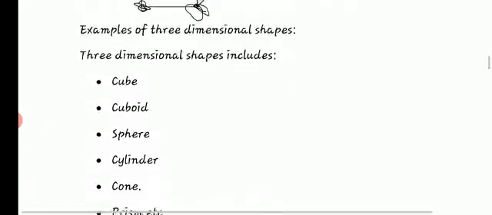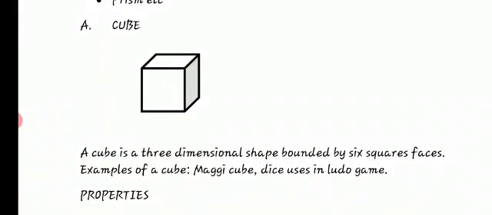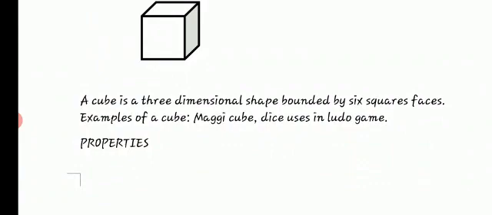Examples of three-dimensional shapes. Three-dimensional shapes include cube, cuboid, sphere, cylinder, cone, prism, etc. We start from cube. You can see the diagram of a cube. A cube is a three-dimensional shape bounded by six square faces. That square there is a two-dimensional shape. So that's the face. Six square faces. Examples of a cube: the Maggi cube that you use at home, the dice that they use in playing a Ludo game.